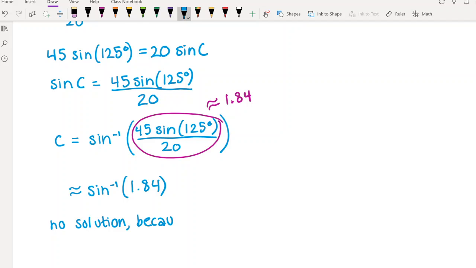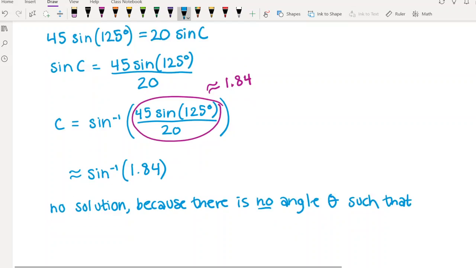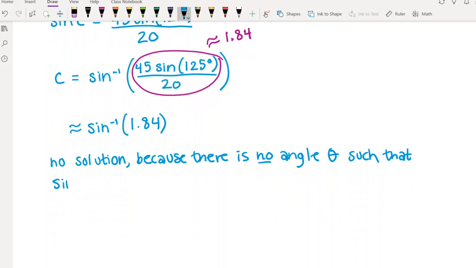because there is no angle, I'll just say theta, such that sine of theta is equal to 1.84. And so what does this tell us? This tells us that there is no triangle. There is no triangle that has the given description, the given information.